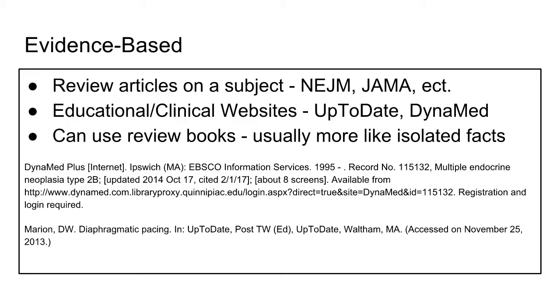We don't want that to happen. So review articles on a subject, like in a journal like NEJM or JAMA, just looking up a review article, that's what I did for the thyroid question. I just typed in Graves' disease in New England Journal of Medicine in the beginning of this lecture. And I got a review article, I read it, and I based the question off that.